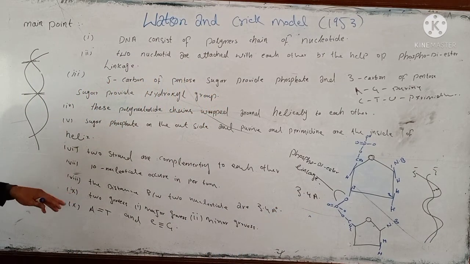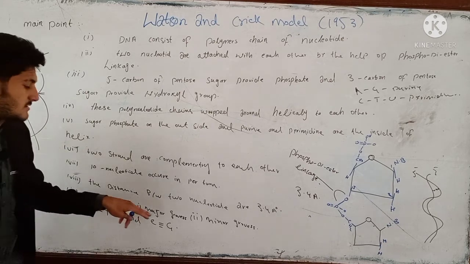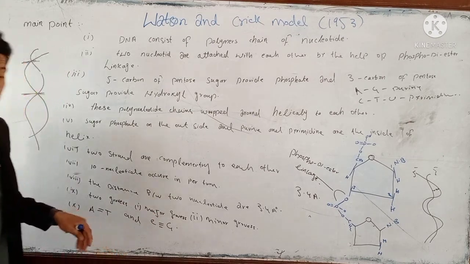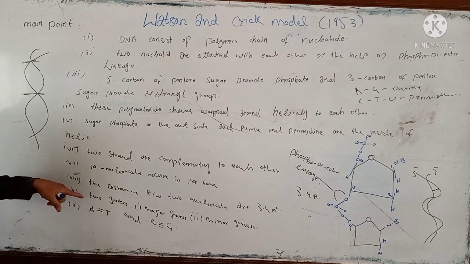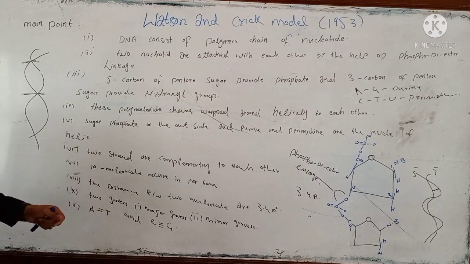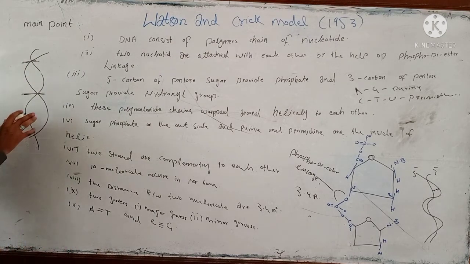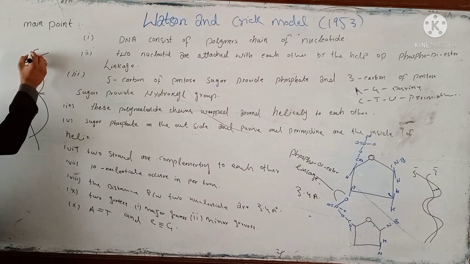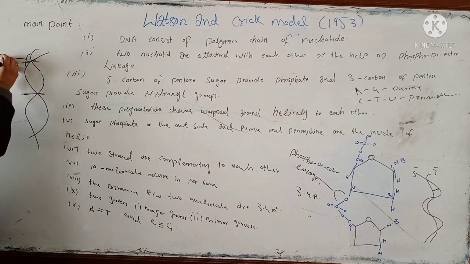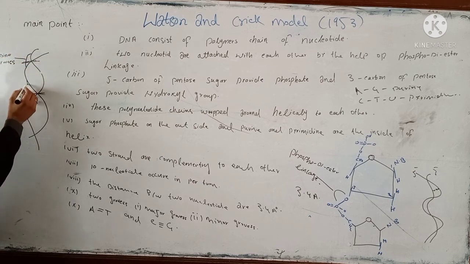Now coming to the ninth point: two grooves are found in the structure of DNA. One is called the major groove and the other is called the minor groove. Here this is called the minor groove, and this is called the major groove.